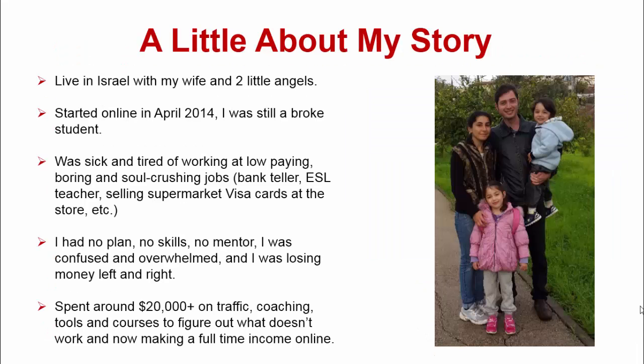So a little bit about my story, just in case you haven't heard about me. My name is Vitaliy Dubinin, and I live in Israel with my wife and two little angels that you see in this picture. There is Liron, my son, 2 years old, and Lital, my daughter, 5 years old. And I started online in April 2014. At the beginning of the year, I was still a broke student. I was studying at the university for a finance and management degree, and I hated my life.